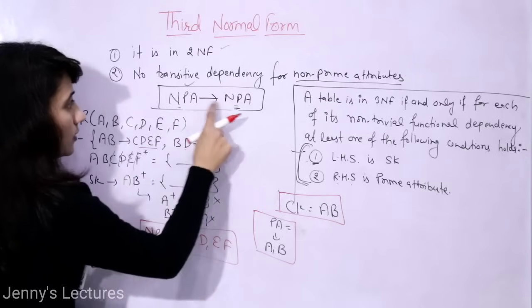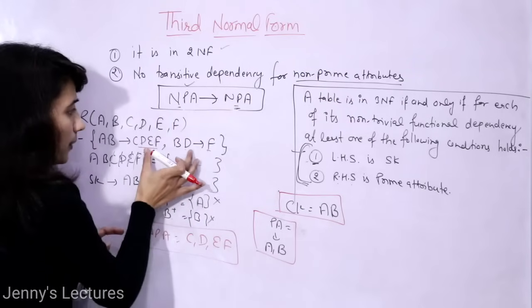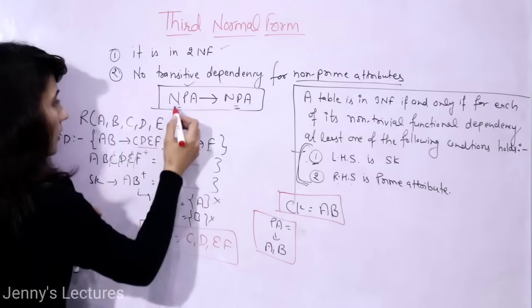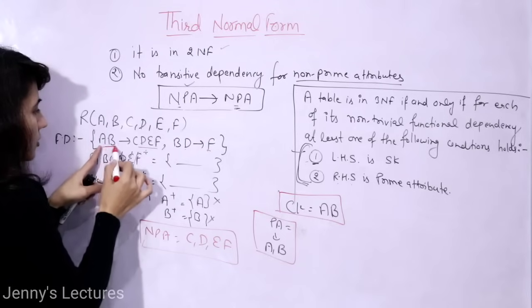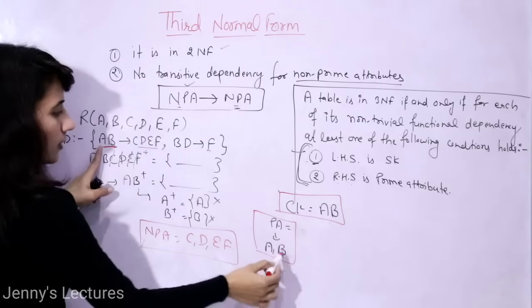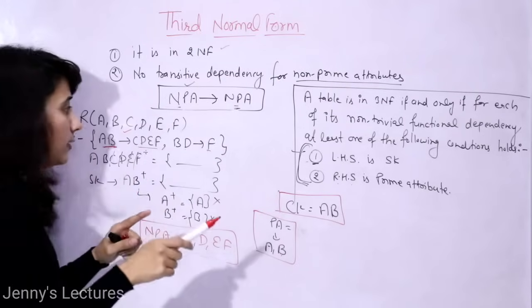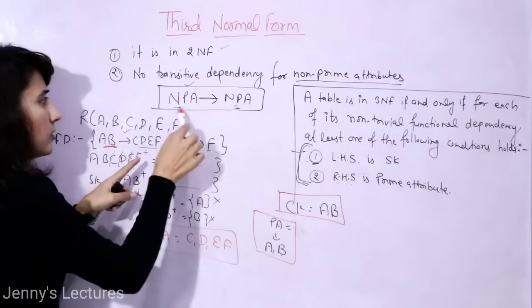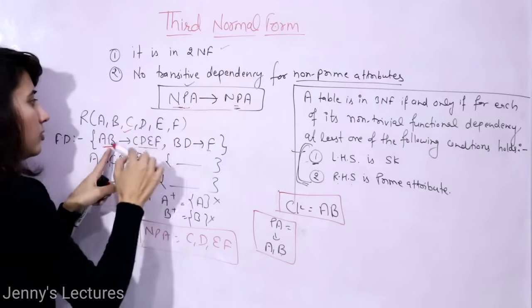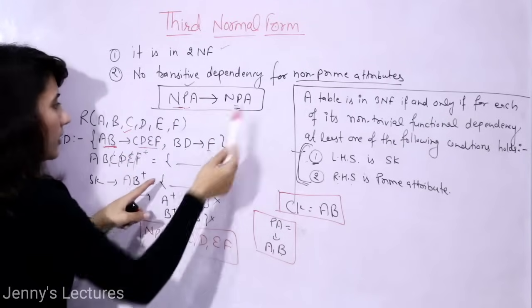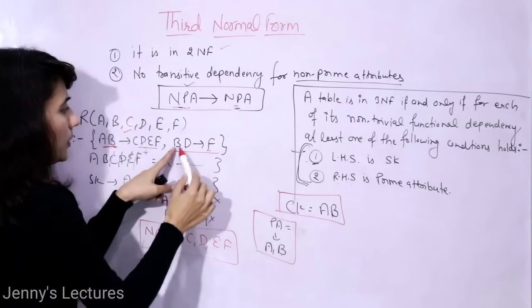Now check whether this type of dependency is present here or not. See, first of all, is AB a non-prime attribute? No, A and B are prime attributes. So this is not a transitive dependency, right? No need to check the right hand side, because if this side is not a non-prime attribute, there is no need to check for this side. Now check for this dependency, see B and D.